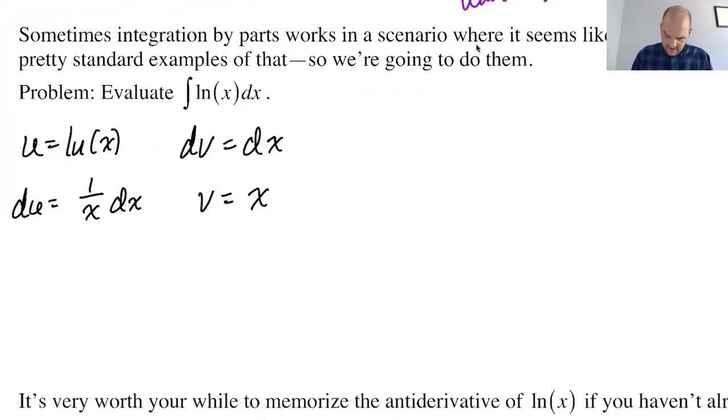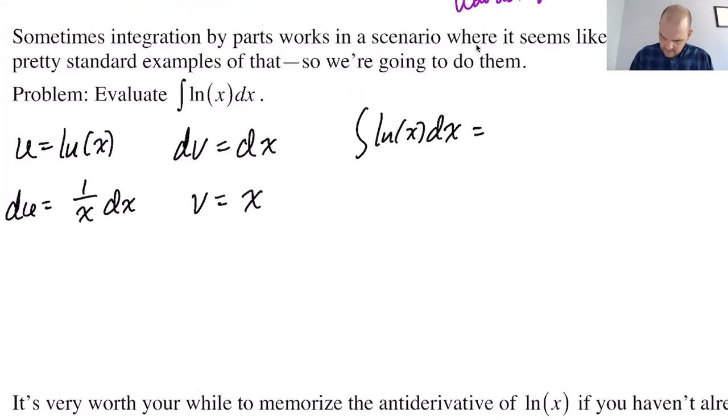All right, so the integral of the natural log of x dx is, so it's uv minus the integral of v du. So u times v is x ln of x, and then minus the integral of v du. So x times 1 over x, and then dx.